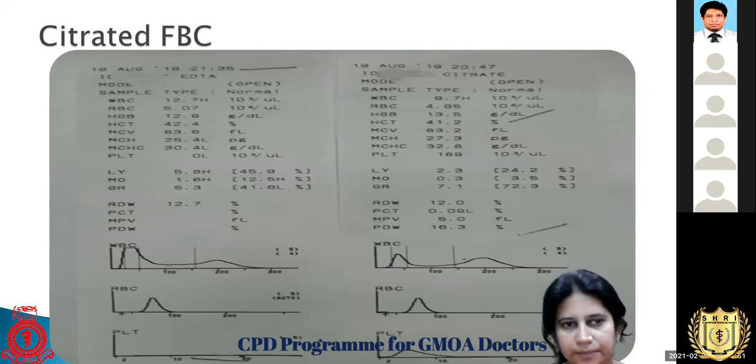So this is another example of citrated full blood count. I hope you can see this is the EDTA sample on this side. You can see the platelet count is 0. And this is again a 3-part hematology analyzer. You have lymphocytes, mid count, and a granulocyte count. When you repeat the sample in a citrated sample, you get the normal value, 189.